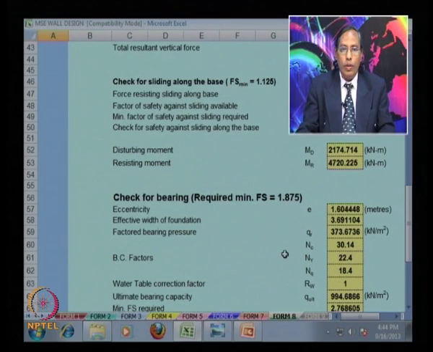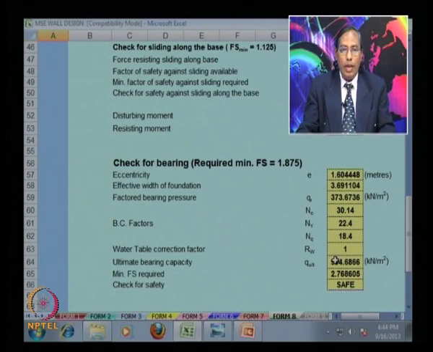We know the bearing capacity factors: Nc is equal to 30.14, N gamma 22.4, Nq 18.4, and the water table correction factor Rw is equal to 1. The ultimate bearing capacity, q ultimate, is 994.6866 kilonewton per meter square. So the minimum factor of safety required is 2.768605. So check for the safety. It is safe.